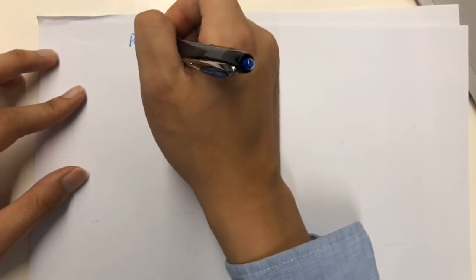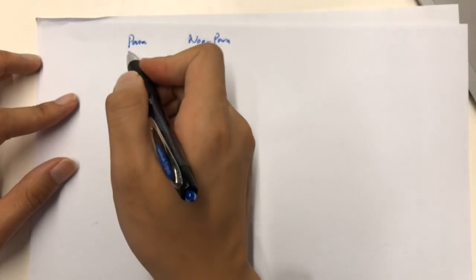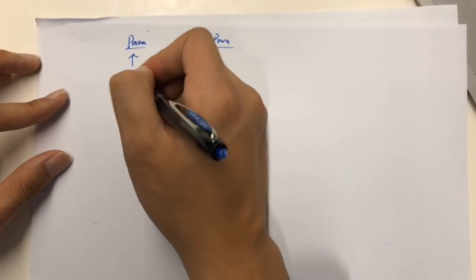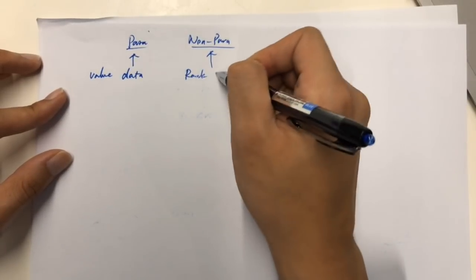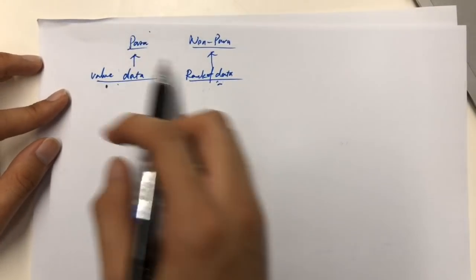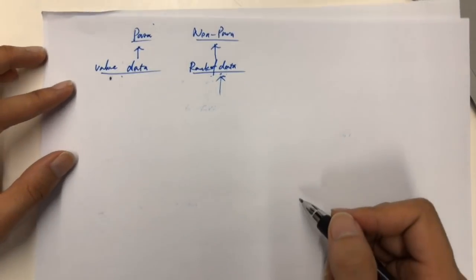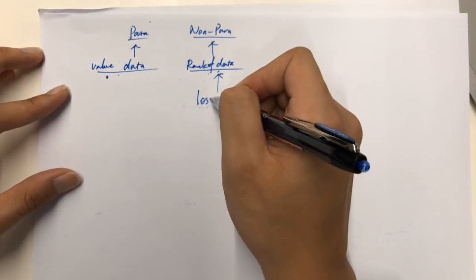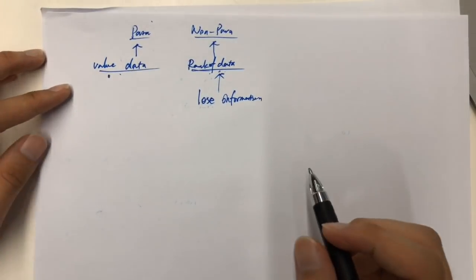So we have parametric tests and non-parametric tests. The difference is that the parametric test uses the data, the numerical value of the data, but the non-parametric test uses the rank of the data, right? So which one do you think will cause a loss of information? Definitely non-parametric tests, right? We lose information if we use non-parametric tests.